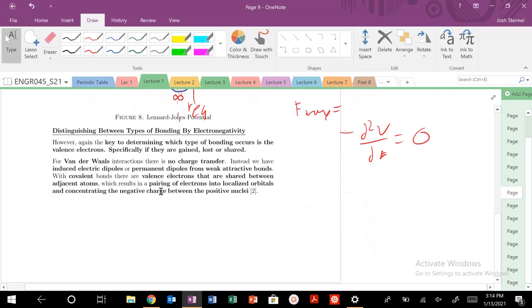A quick little hint. Next time we're going to go into distinguishing between types of bonding by electronegativity. We're going to break apart these intramolecular interactions and see what's what.